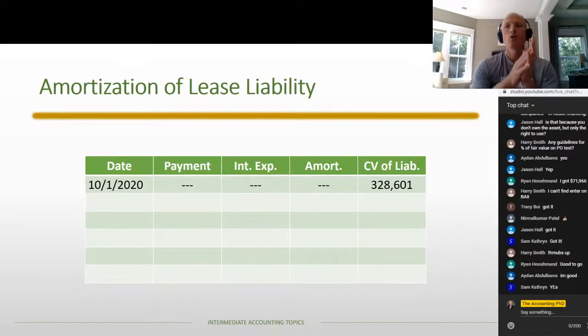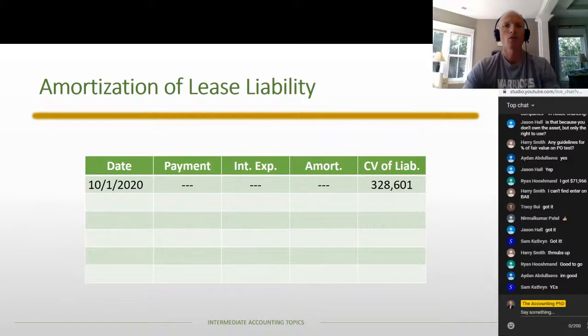Okay, so the two things, again, just to remind you, the two things we have to do is we have to amortize the lease liability using the effective interest method, and we have to amortize the right of use asset using a straight line method. And so we're going to start with the lease liability. You've seen amortization tables before. This one's a little bit different, but it's largely the same as everything you've seen.